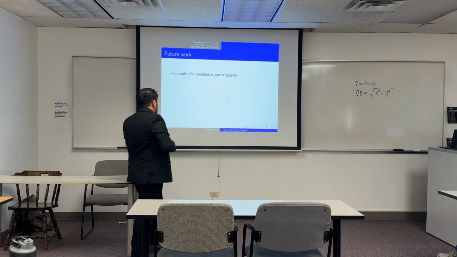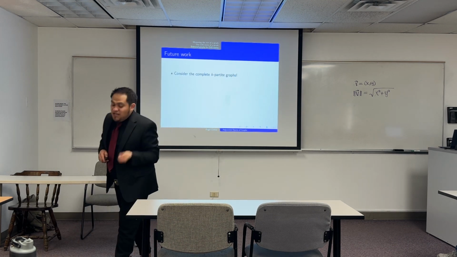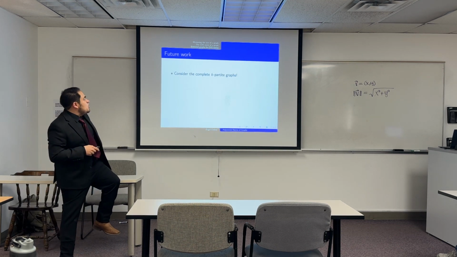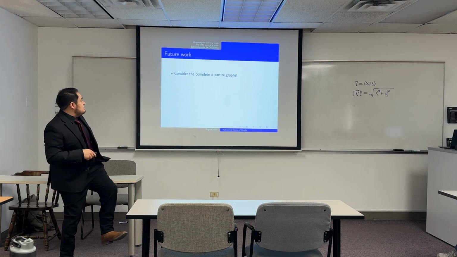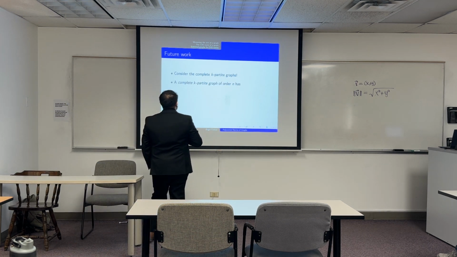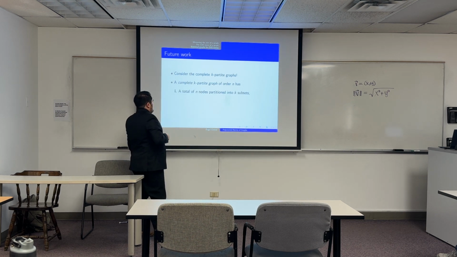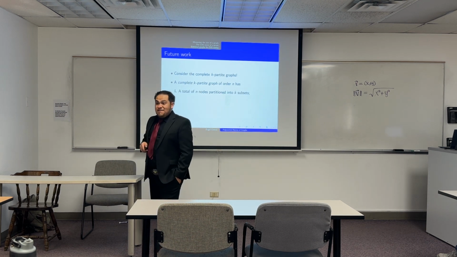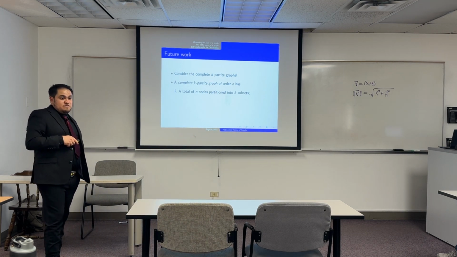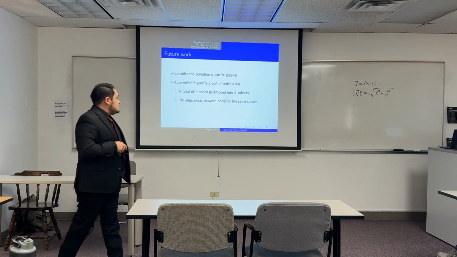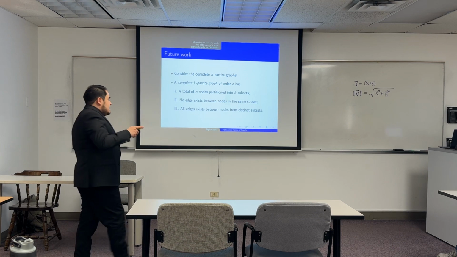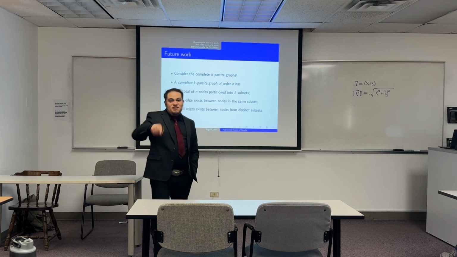Nevertheless, there is something that I would like to work on in the near future, which is to answer this question for the family of what are called complete K-partite graphs. Let me explain what that is really quickly. A complete K-partite graph of order n has n nodes, and I partition these nodes into K subsets. No edge exists between nodes in the same subset, but if an edge can exist between nodes in distinct subsets, then it must exist.